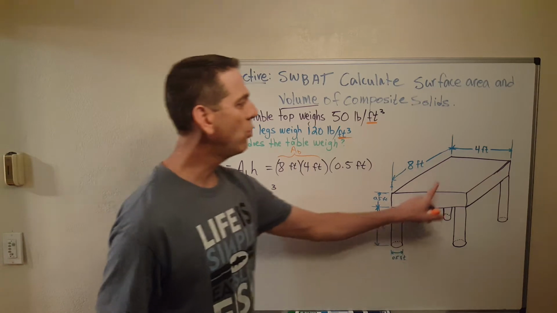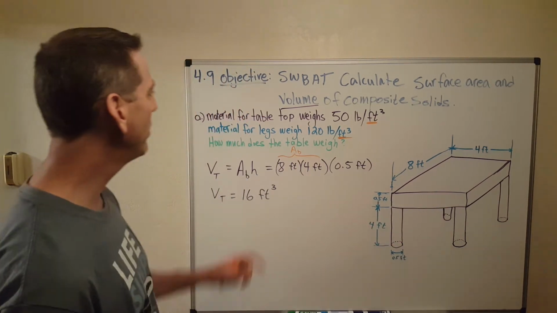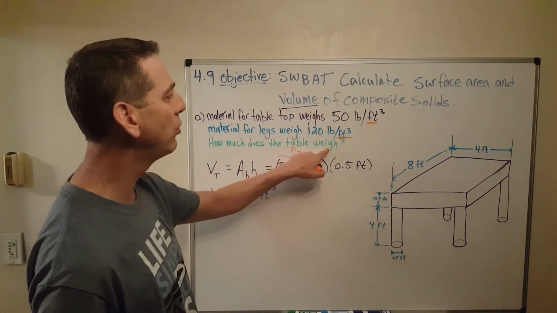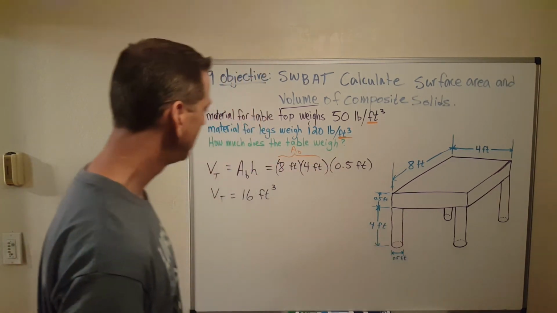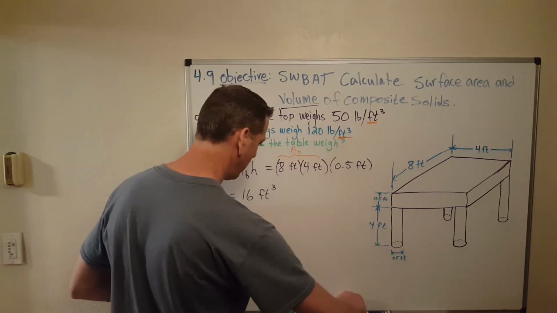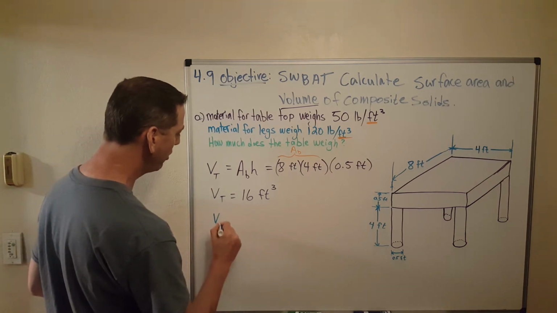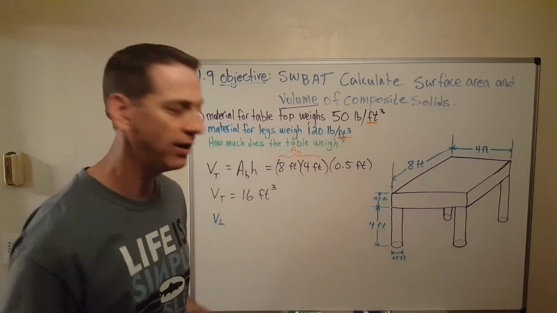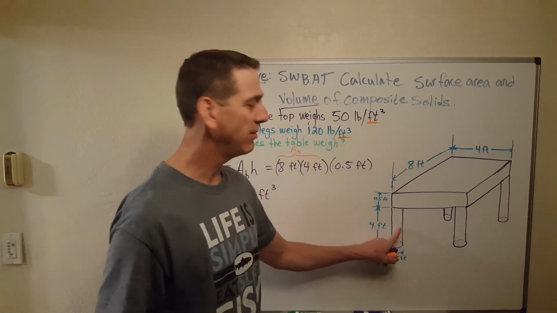Okay, but we have more than just a tabletop. What about the legs? We want to know how much the entire table weighs, so I'm going to need to find the volume of the legs. Let's do this in blue. Let's do the volume of, I'll just say L for legs. Volume of my legs. Okay, that's a cylinder.